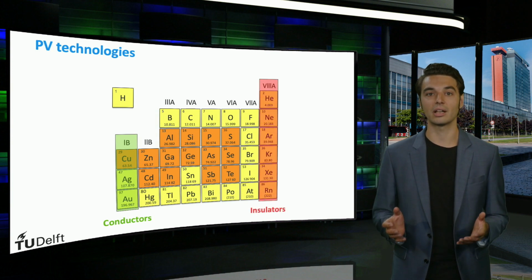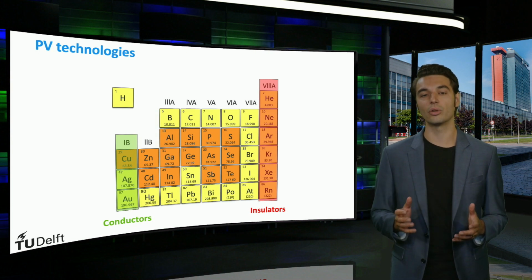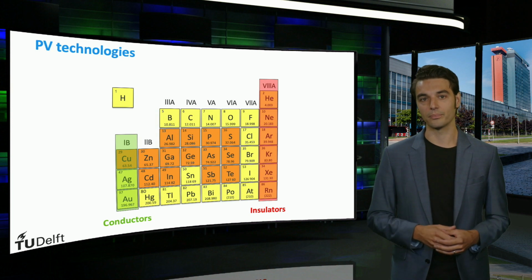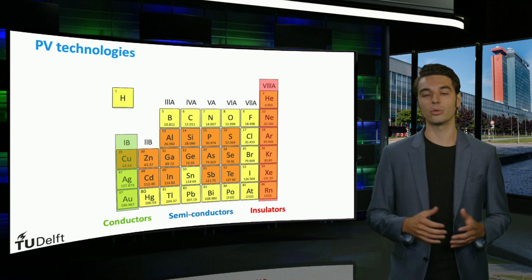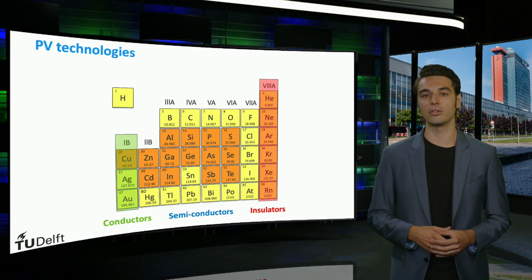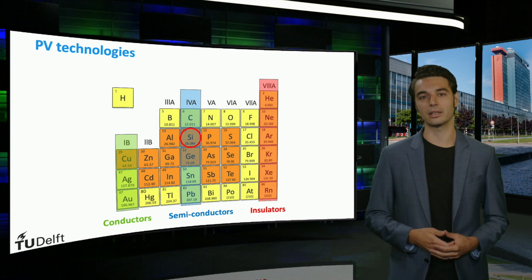Insulators, on the other hand, like the group 8 materials helium and argon, have a completely filled outer shell, with all the valence electrons strongly bound. Halfway between the conductors and insulators we find the semiconductors. The various PV technologies we will discuss in this course are defined by the semiconductor material that is used as the absorber layer. Right in the middle we find the group 4 material silicon.